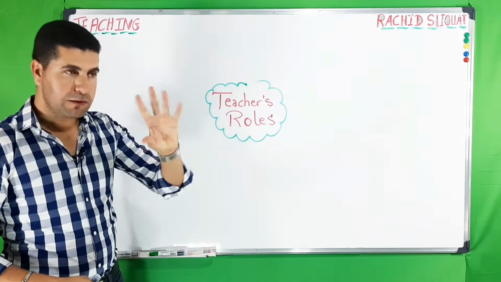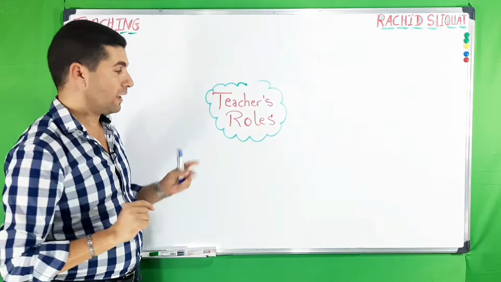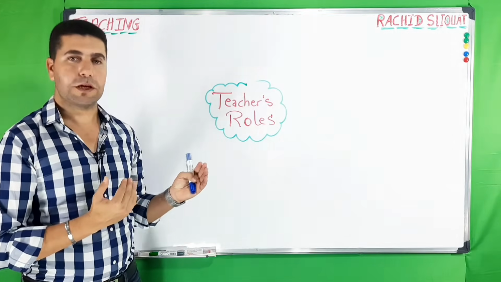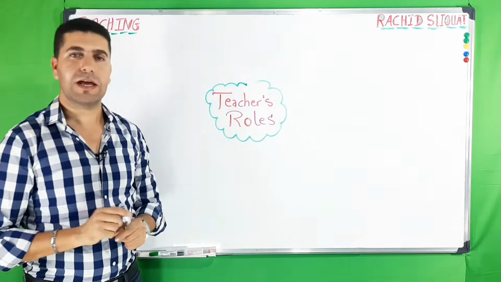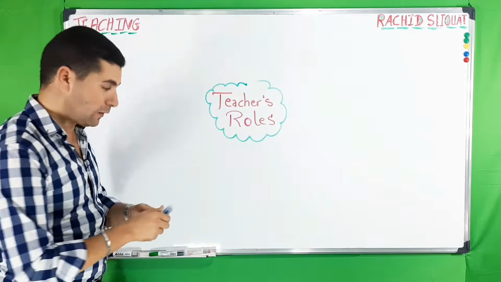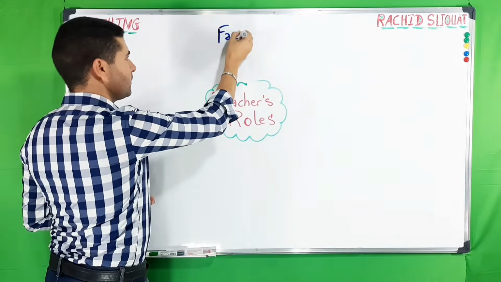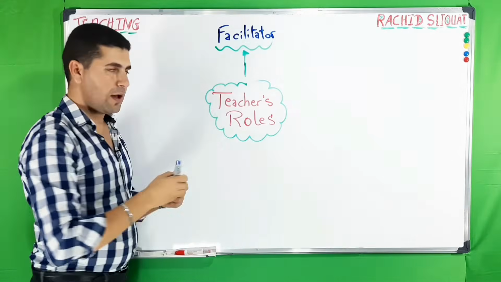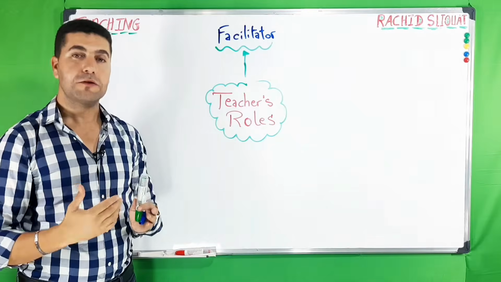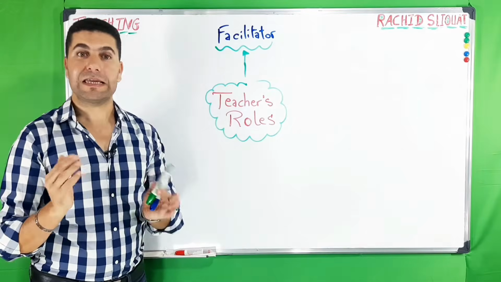All right, so today we are going to cover something like 6 roles that a teacher has. You might find others, but the 6 ones we are going to cover today are the most common ones. So let's start with the first role, and it is very simply, we can say the facilitator. And when I say facilitator, it comes from to facilitate, or to make something simple or easy.